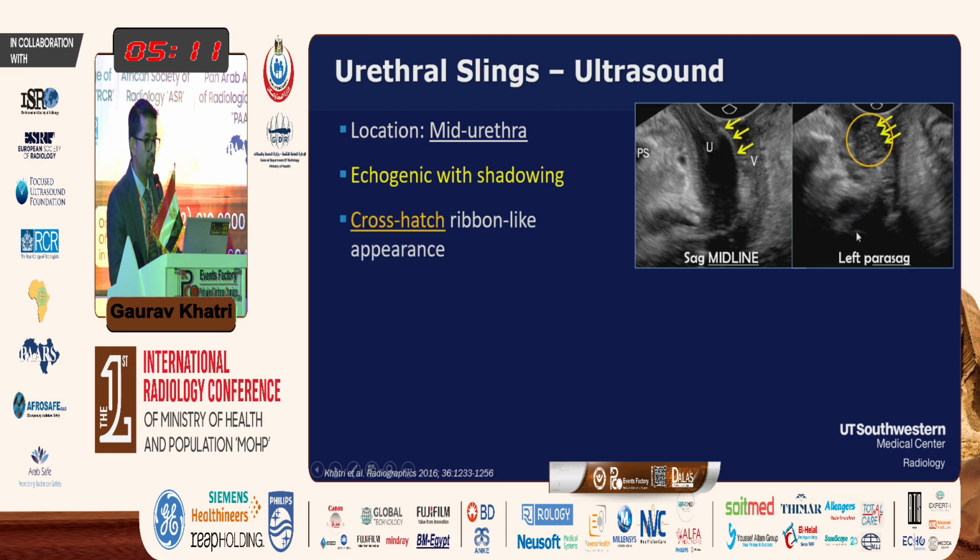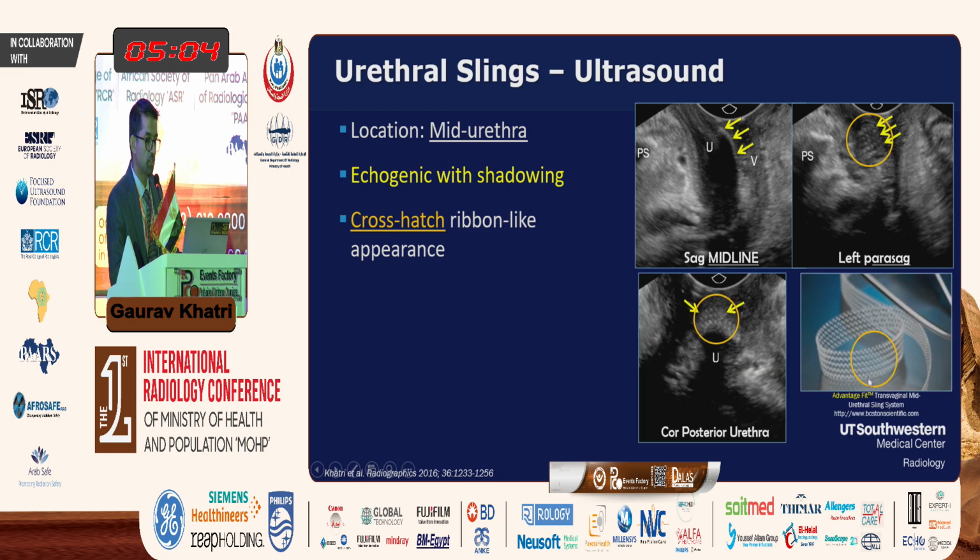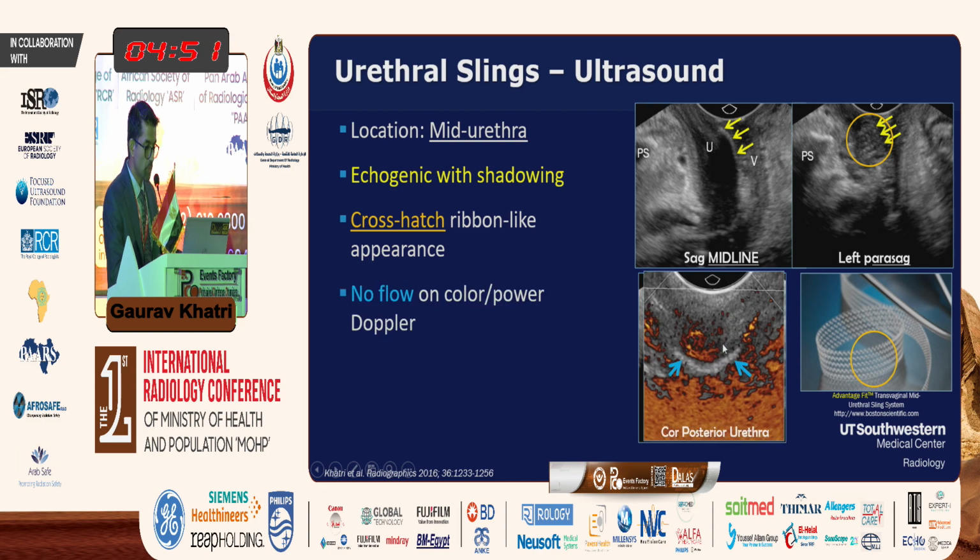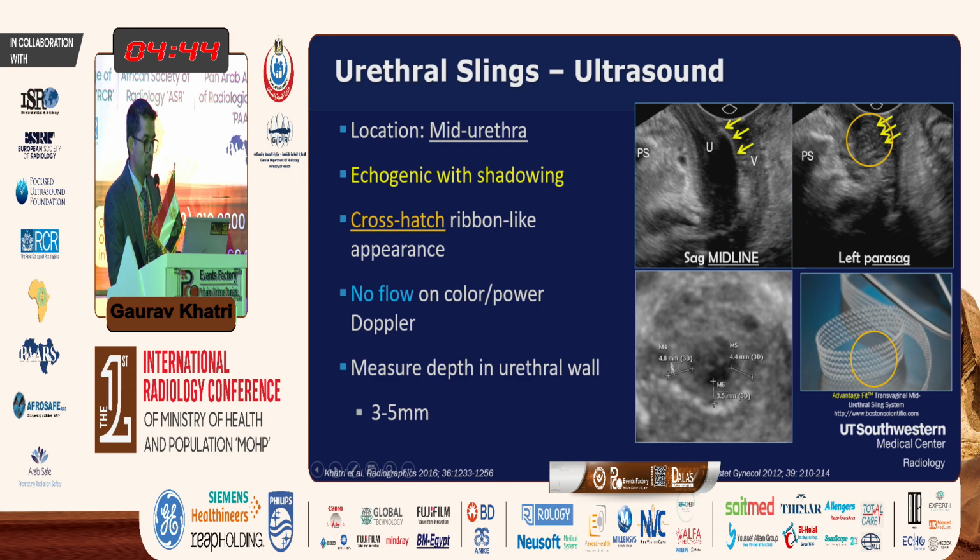If you look in the parasagittal plane, either left or right, we actually see more of that ribbon-like crosshatch appearance of what the sling looks like. You can see this pattern on the ultrasound, and that's how you know for sure this is a sling material. Again, you can see this here on the coronal image along the back wall of the urethra. When you turn on the color or power Doppler, you're not going to see any flow in there because this is synthetic material. On these reconstructions, you can measure the distance from the sling to the center of the urethra, and it should be about 3 to 5 millimeters for adequate placement.